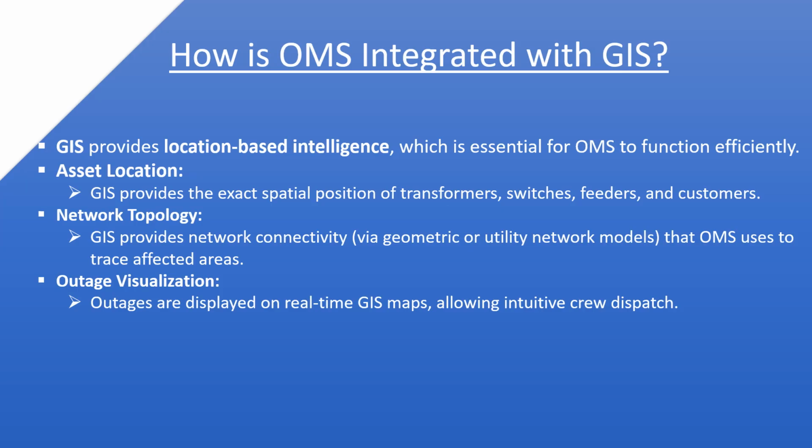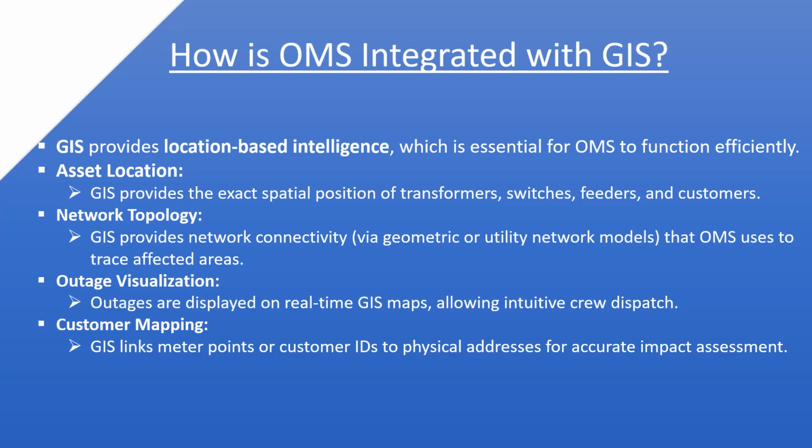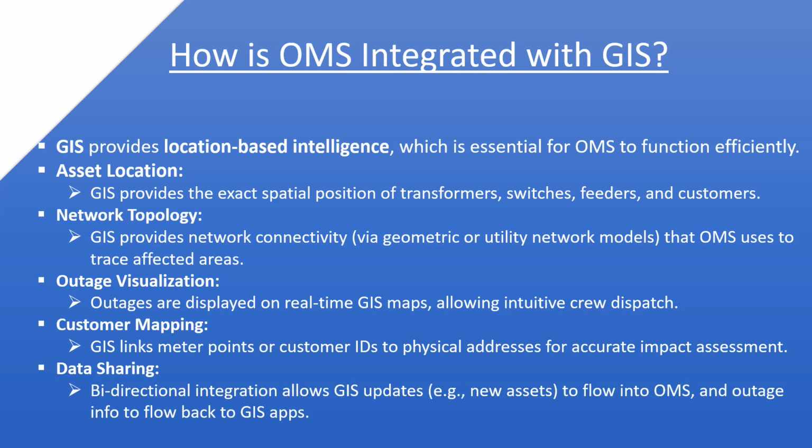Outage visualization: outages are displayed on real-time GIS maps, allowing inter-crew dispatch. Customer mapping: GIS links meter points or customer IDs to physical addresses for accurate impact assessment. Data sharing: bidirectional integration allows GIS updates of new assets to flow into the Outage Management System, and outage information to flow back to GIS apps.